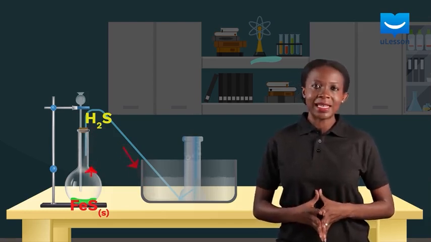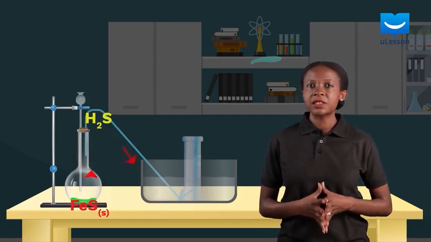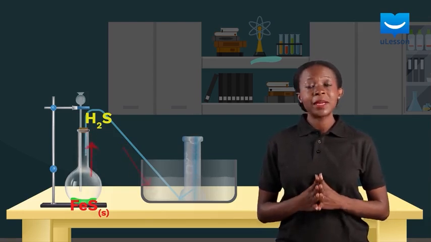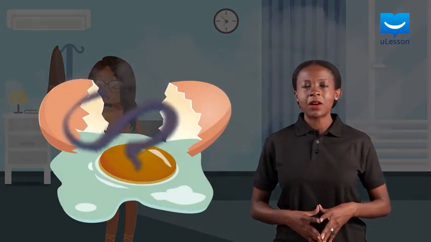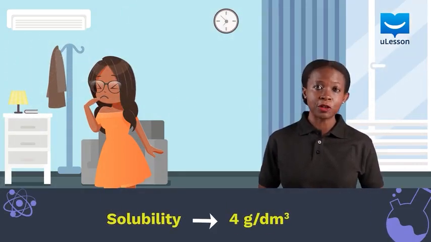Before we conclude this lesson, let's take a look at some of the physical properties of hydrogen sulfide. As mentioned earlier, hydrogen sulfide gas has a characteristic repulsive odor. The odor is similar to that of a rotten egg. Hydrogen sulfide gas is colorless and heavier than air. It has moderate solubility of about 4 grams per dm cubed.